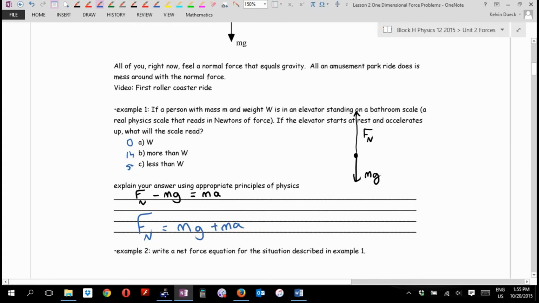Right now, all of you, what's your acceleration right now? Zero, which means right now, that's what all of you are feeling. If you're accelerating up, what that must mean is you're adding something to mg. If you're adding something to mg, is the answer going to be bigger or smaller than mg?